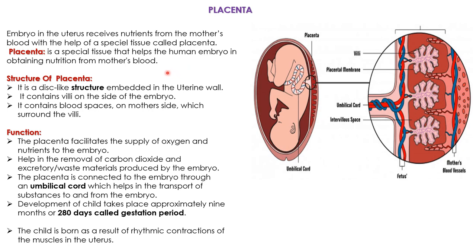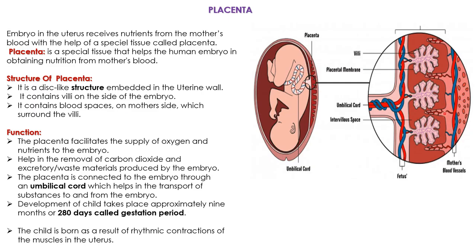Now let's know something more about the structure of the placenta. It is a disc-like structure embedded in the wall of the uterus. It contains villi on the side of the embryo. Here in this picture you can see these are villi. So this is the embryo side, and these are villi. These villi increase the surface area so that the maximum exchange of nutrition can take place through them, and this is coming from the embryo side. It contains blood vessels on the mother side. This is the mother side, and you can see the blood vessels on the mother side.